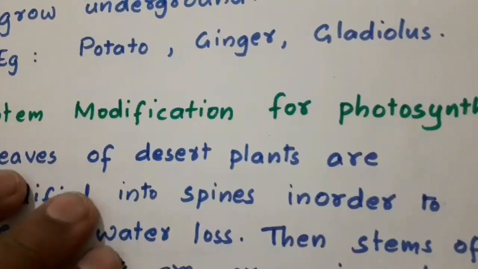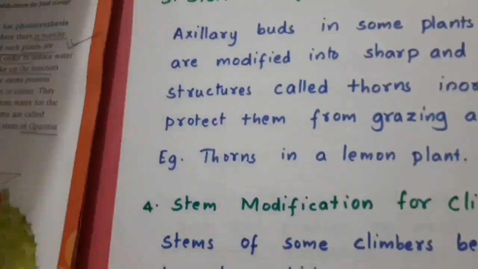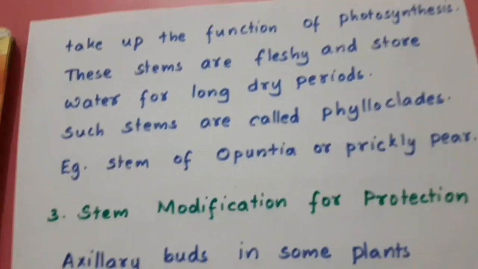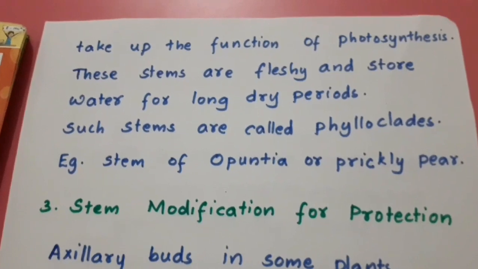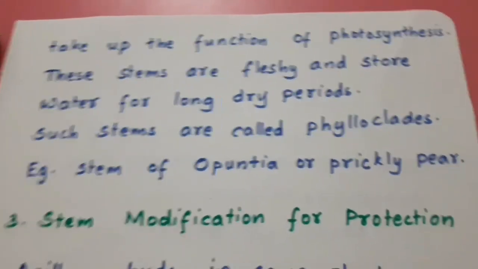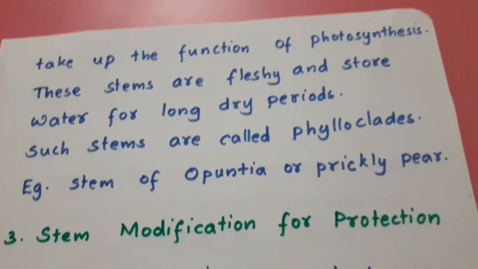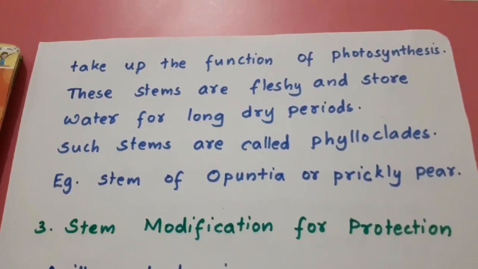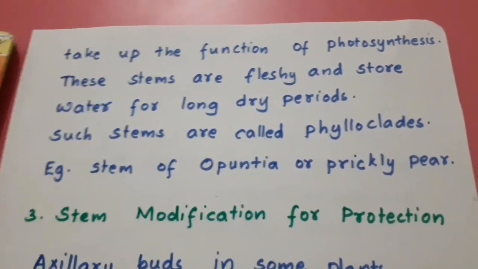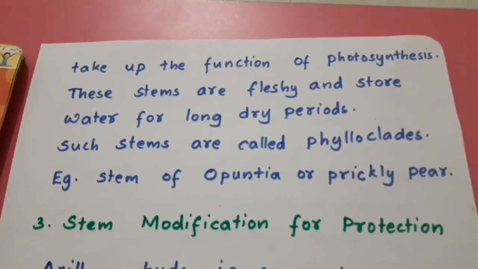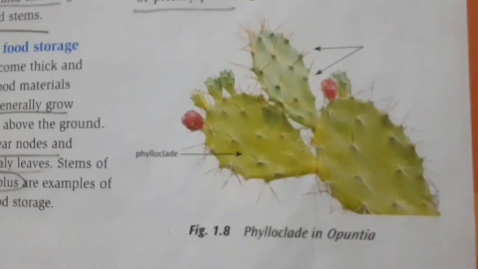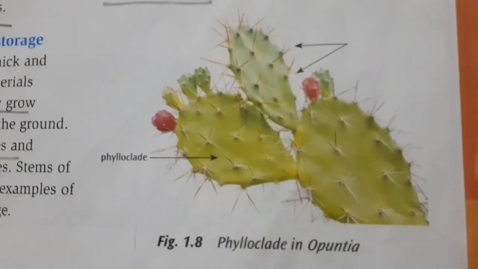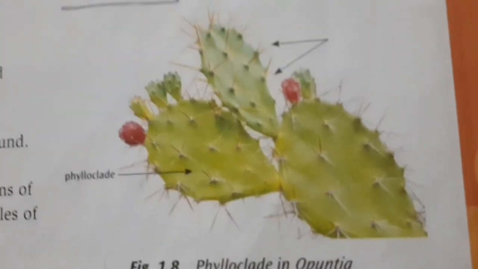The stems take up the function of photosynthesis. These stems are fleshy and store water for long dry periods. Such stems are called phylloclades. Example: opuntia and prickly pear. It is a picture of phylloclade in opuntia.